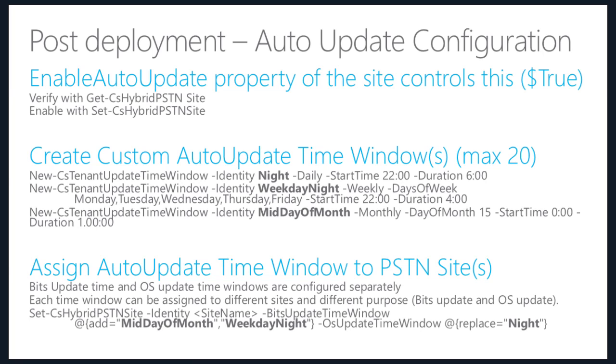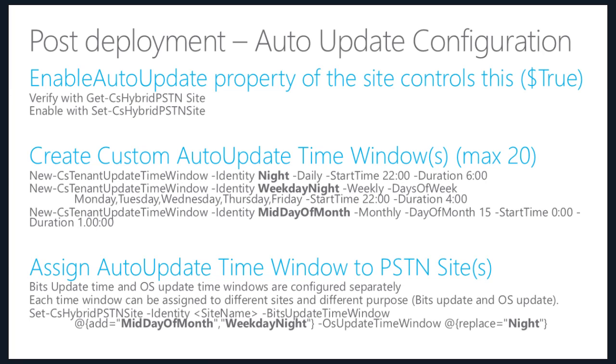So as you can see, for example, at the bottom, we have Set-CsHybridPSTNSite. We'll do -Identity and put in whatever the name of our site is. Then I can choose the first option, BitsUpdateTimeWindow. And there you can see I do add midday of month, weekday night. Whereas OSUpdateTimeWindow, in this case, I do night. Right? So that allows me to choose what particular time windows I want to have for the various components.